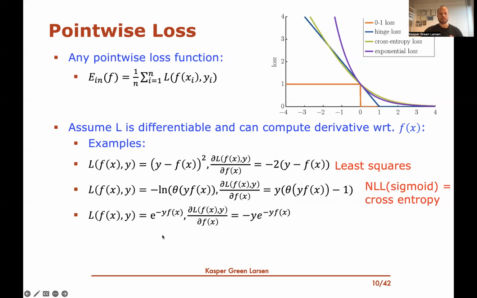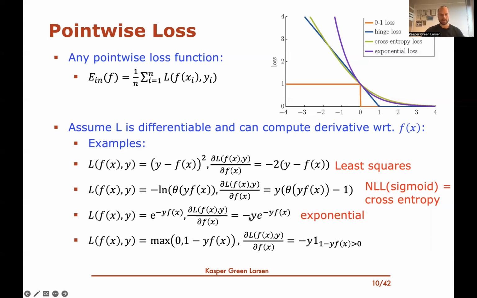You could also look at exponential loss, which is kind of what we were doing in AdaBoost in some sense. Here the loss is e to the minus y times f of x. If we take the partial derivative with respect to f of x, treating f of x as a variable, then again by the chain rule, we get e to the minus y f of x times the derivative of the inner function, and the derivative of the inner function with respect to f of x is just minus y. This is exponential loss.